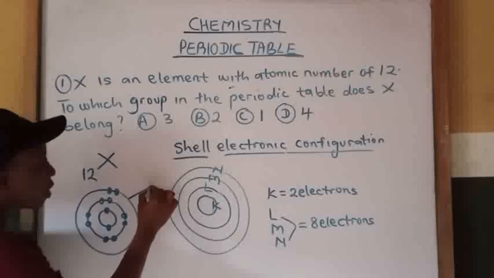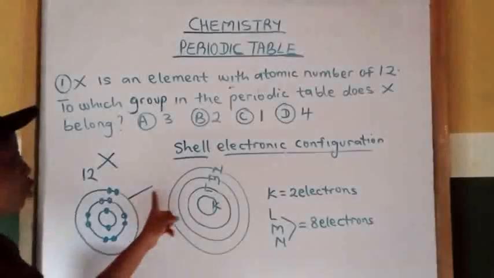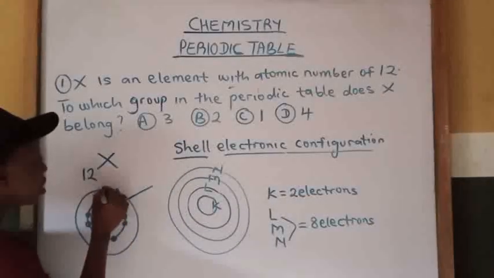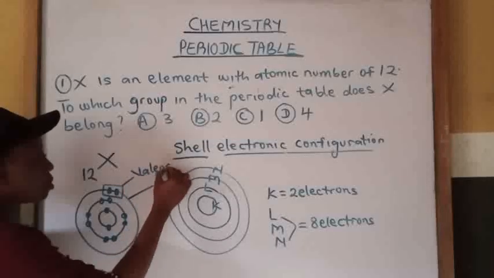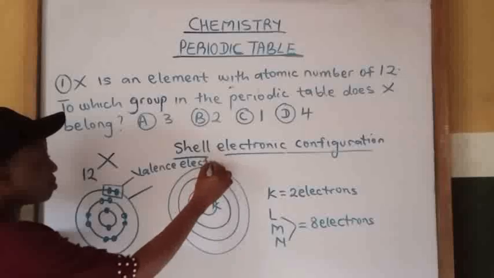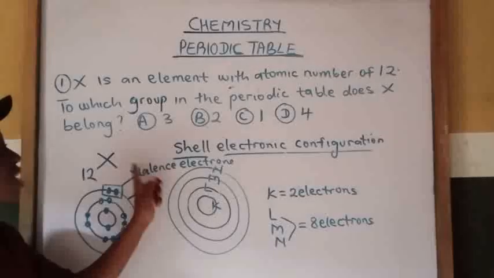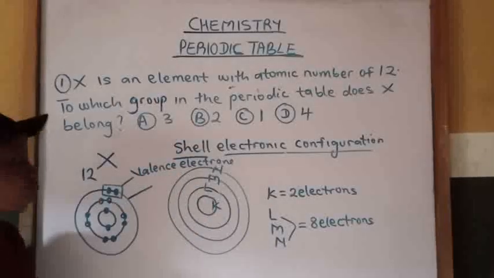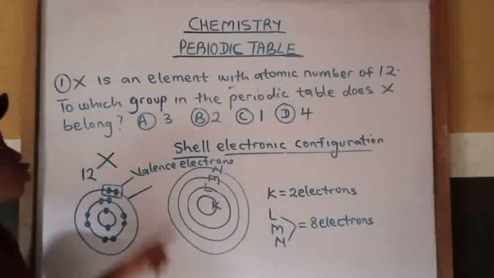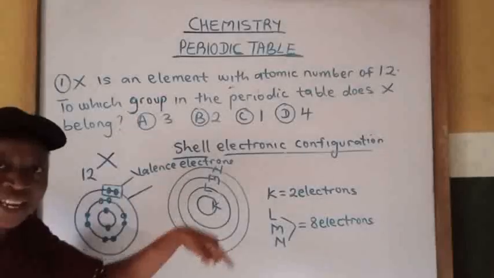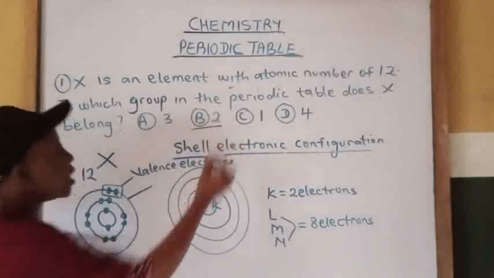This last shell is called the outermost shell. The 2 electrons on the outermost shell are called valence electrons. So it has 2 valence electrons. The number of valence electrons is the group to which an element belongs. So element X has 2 valence electrons, so it belongs to group 2.